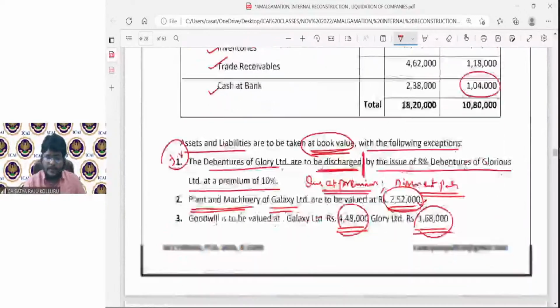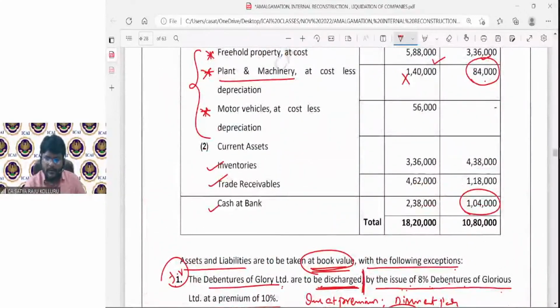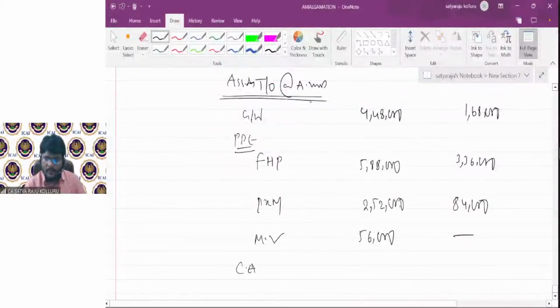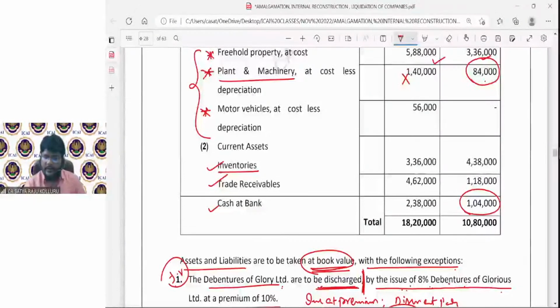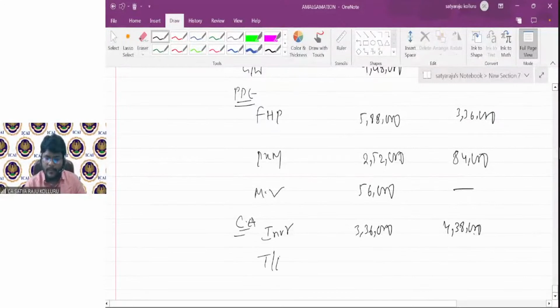Next, come to current assets. There is no other information. That's why, current assets one by one, please consider inventory. At book value only, 3,36,000, and this is 4,38,000. Next, trade receivables. How much? 4,62,000.